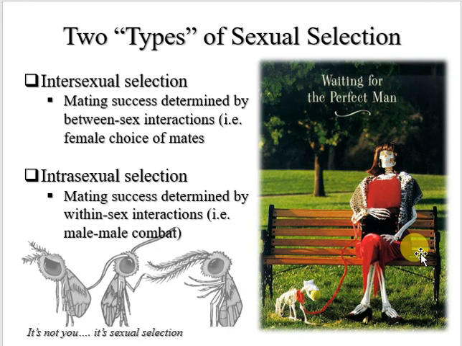Again, somehow one or the other is choosing the other based on good body condition, the assumption of good genes, etc. Intrasexual selection, this is sexual selection that occurs within a sex. So mating success is determined by within sex interactions. So this would be the conflict or competitions between males of a species vying for the same female.